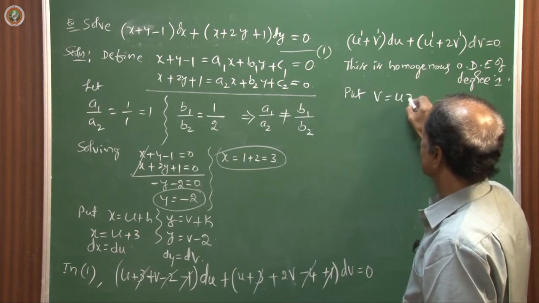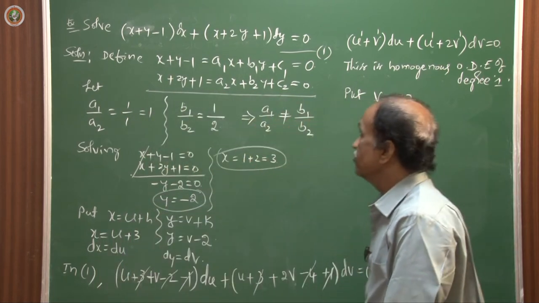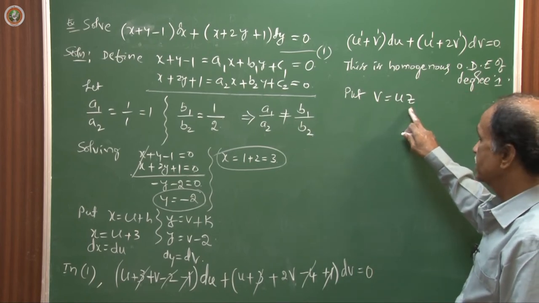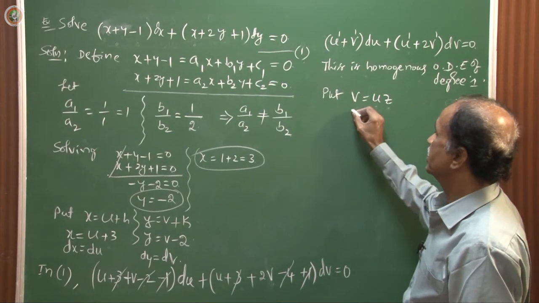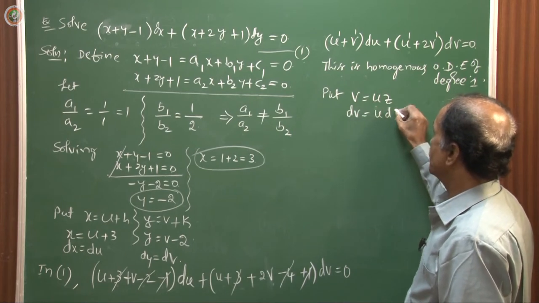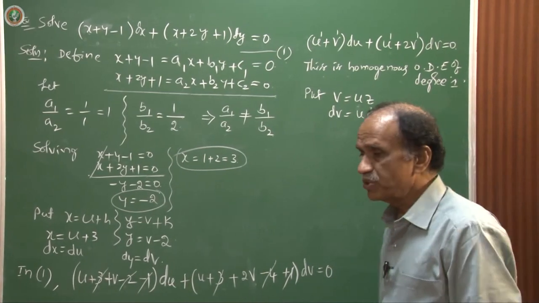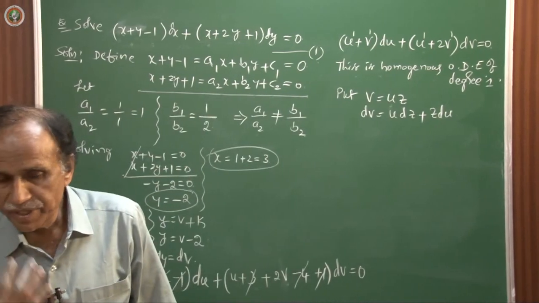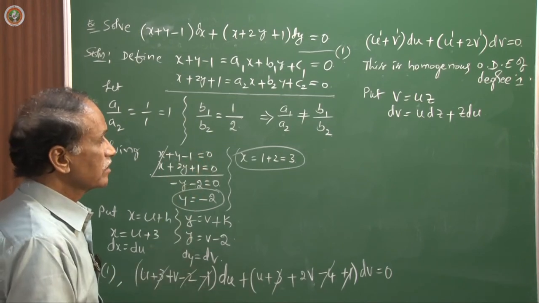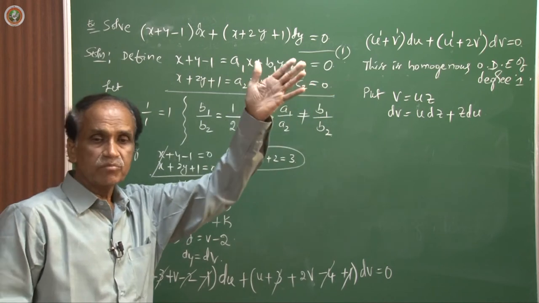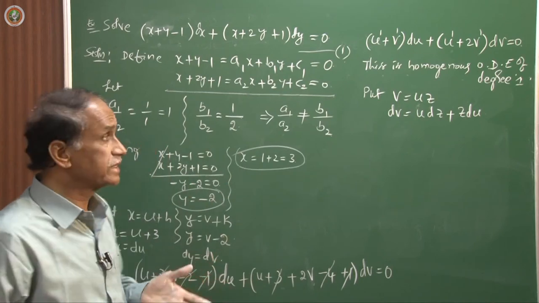Put v is equal to u into z, just like y is equal to v into x. In place of v, I am taking z, and in place of x, I am taking u. In place of y, I am taking v. Then dv is equal to u into dz plus z into du. This must be known to you, because if you are not finding it comfortable with these symbols, you can change that in terms of x and y, not connecting to the given problem, and then you will feel more familiar with the same symbols as x and y.